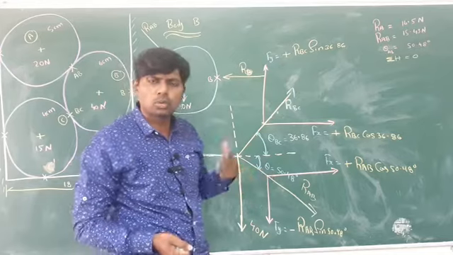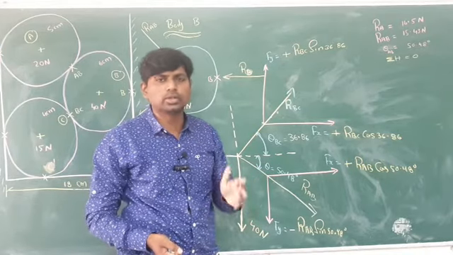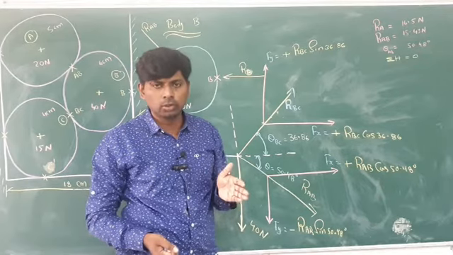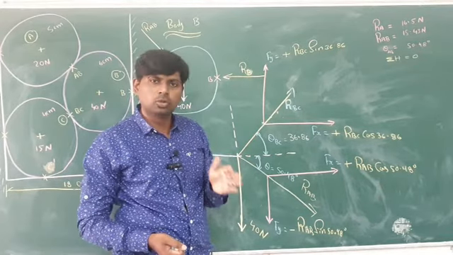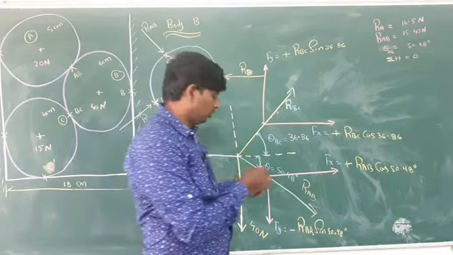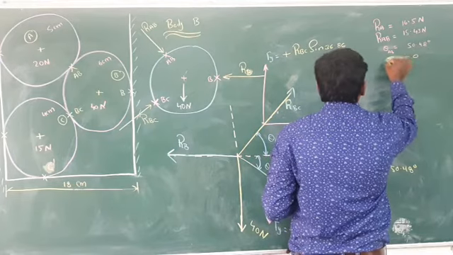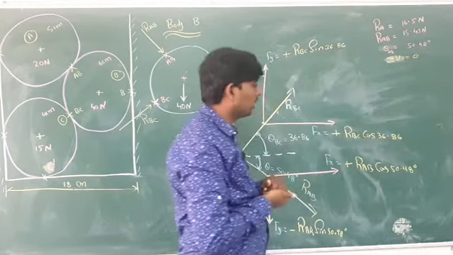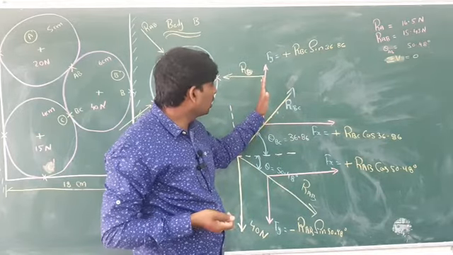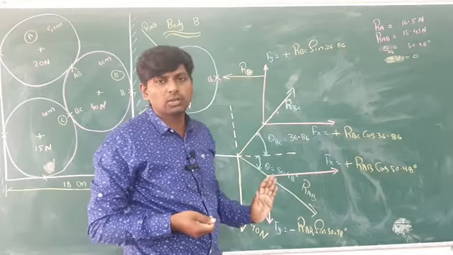Or you can go for sum of vertical also, it's up to you. If you want to go for sum of horizontal first, you can go for sum of horizontal. If you want to go sum of vertical, you can go for sum of vertical. So here sum of vertical you have to take, it's your wish. So sum of vertical is equal to 0. How many vertical forces are there? 1, 2, 3. Only 3 vertical forces are there.